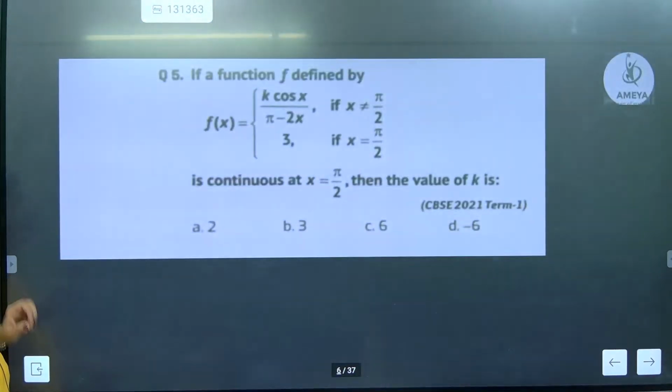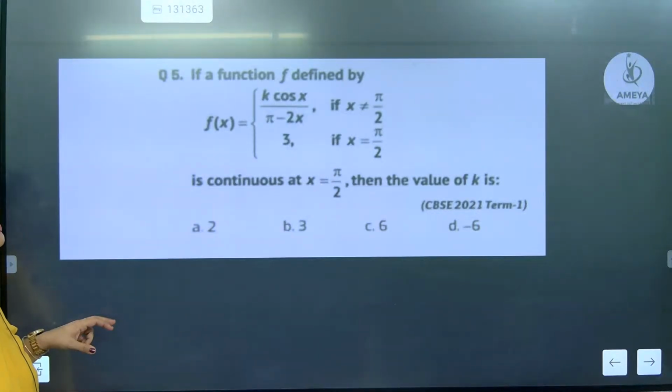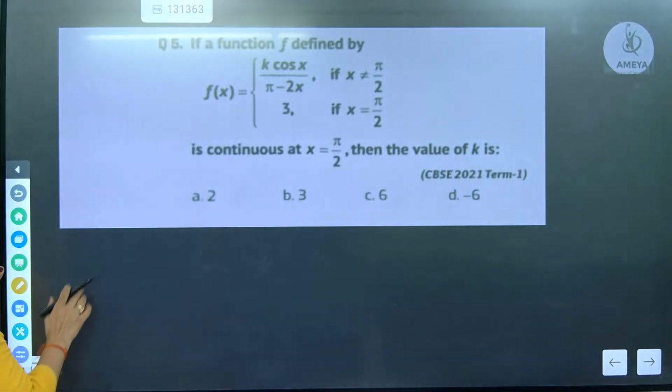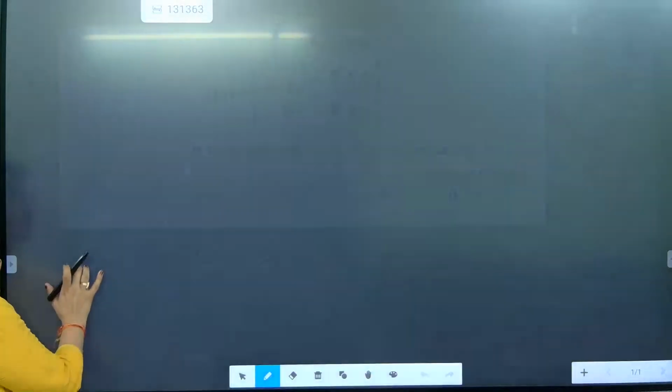So like this, one more question is there. This question came in CBSE 2021, Term 1. When this question comes, you follow the same pattern, but here, what is the continuity about? Is it continuous at 0 or at pi by 2? Pi by 2. So let's quickly solve this question. You versus me, let's see who will solve this. Come on, start solving this question.